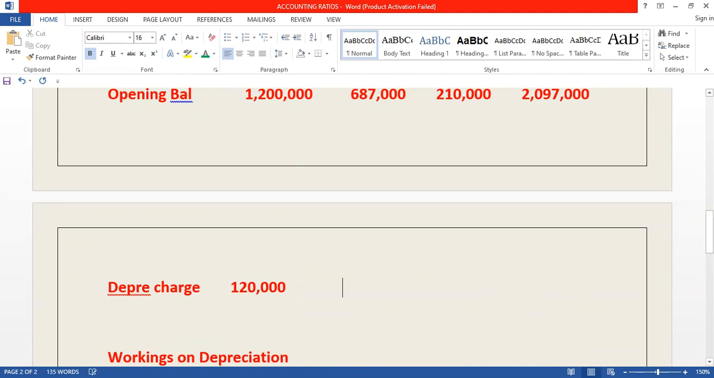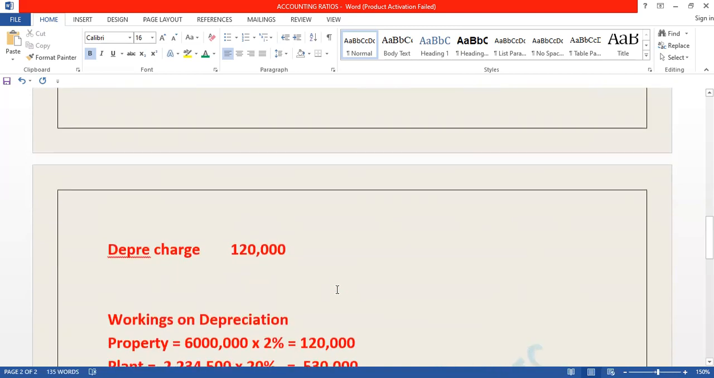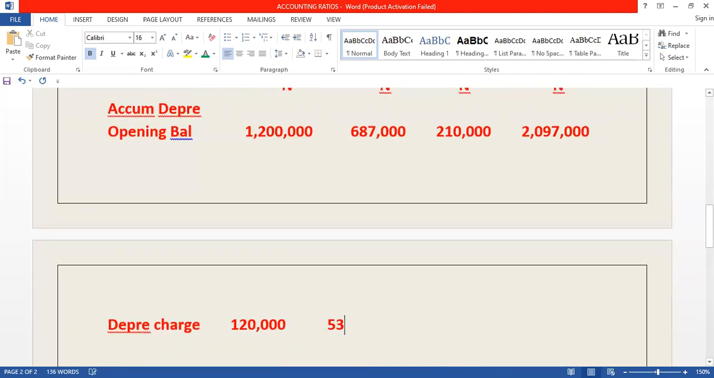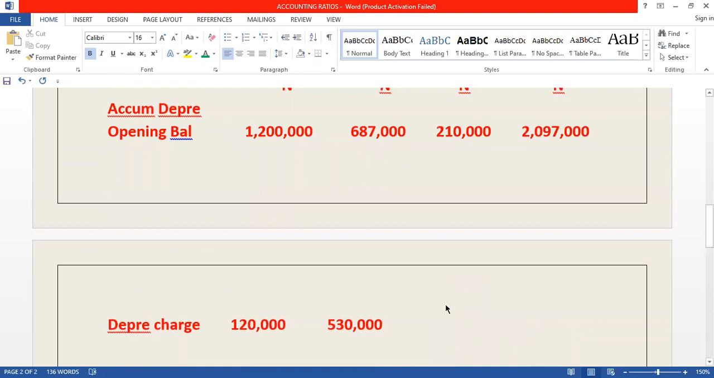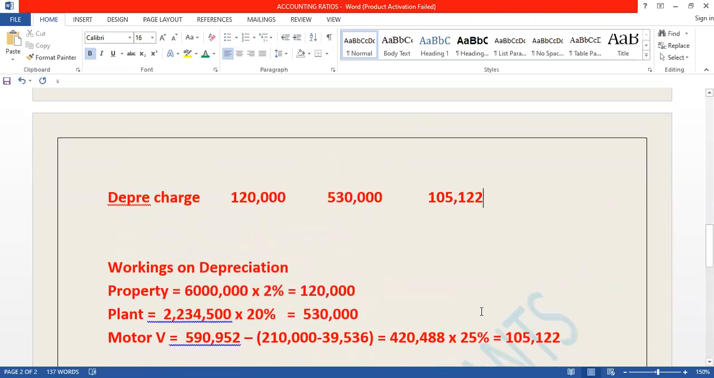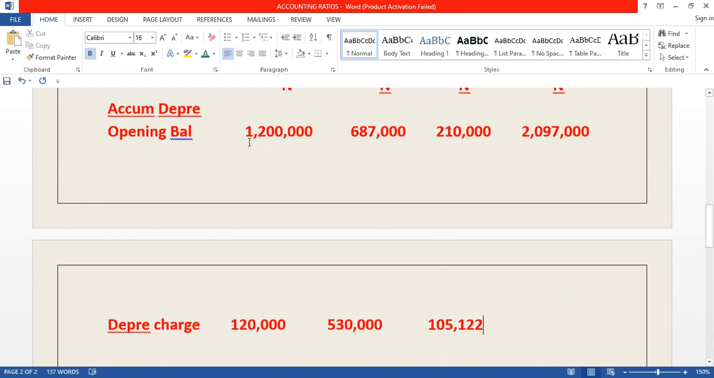Yes. Okay. Thank God. So let's take the second one, 530,000. And the third one is 105,122. So we are going to add these together. This was the depreciation you have been charging for the years, and this is the new depreciation you charge for that year. Let's add the three together. What is the total depreciation for that three?